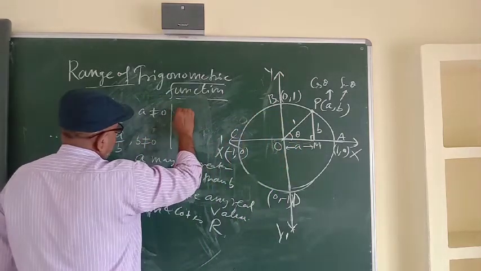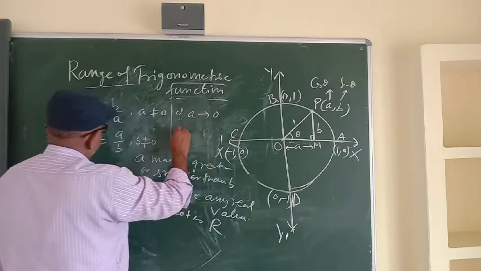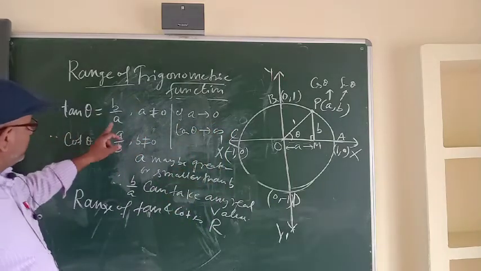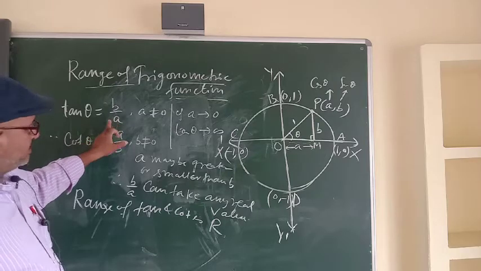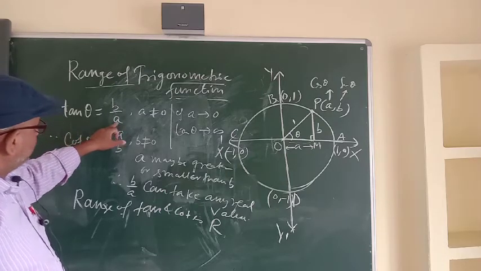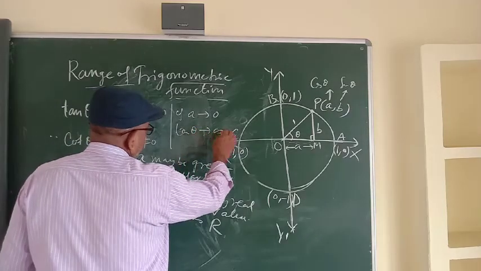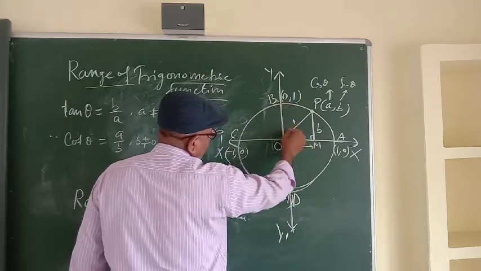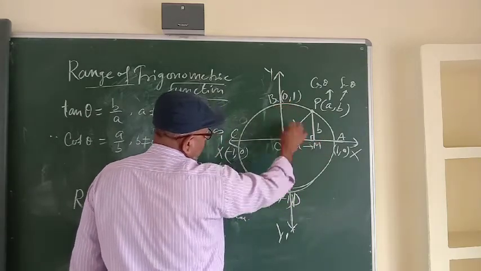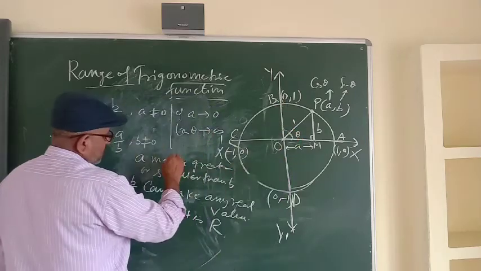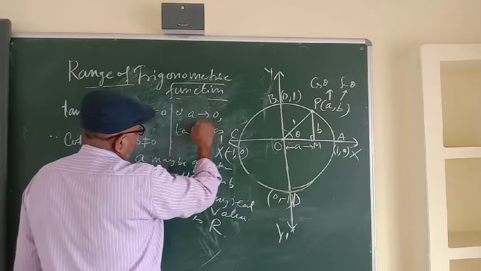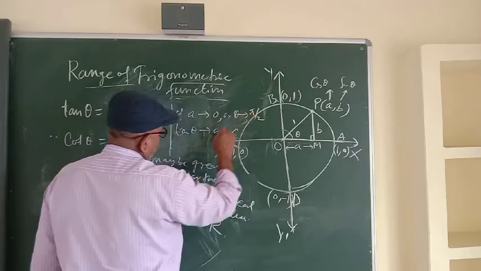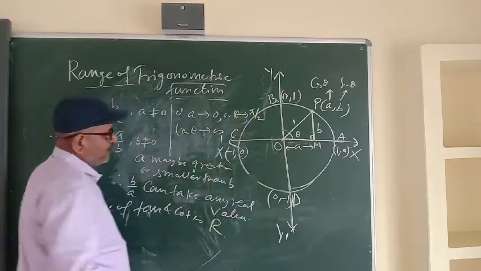So we can write here, if A tends towards 0, then the value of tan theta will be infinity. And when A tends towards 0, it means theta tends towards pi by 2. If OA coincides with OB, then theta will be pi by 2. So we can also say that as A tends towards 0, or theta tends towards pi by 2, then tan theta will go towards infinity.